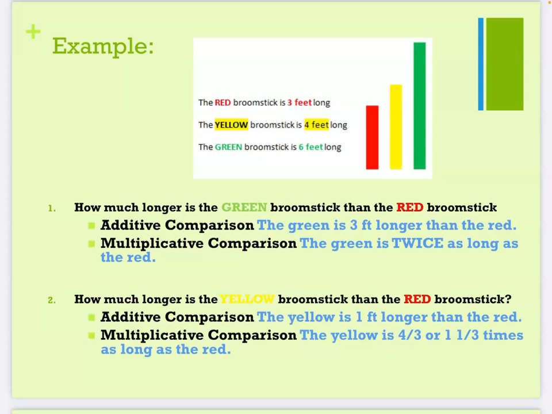Let's try some more. How much longer is the yellow broomstick than the red broomstick? Additively, you could say the yellow is 1 foot longer than the red, because you could do 4 feet minus 3 feet. Multiplicatively, though, the yellow is 4/3 or 1 1/3 times as long as the red. So you would put the yellow in the numerator, 4, and the red in the denominator, 3.